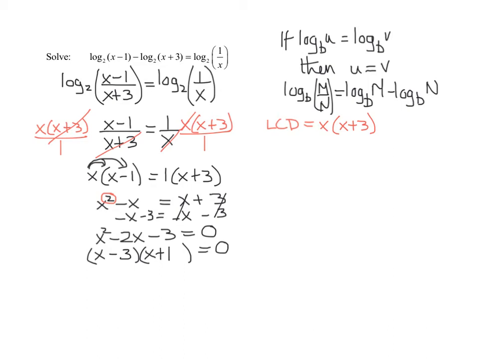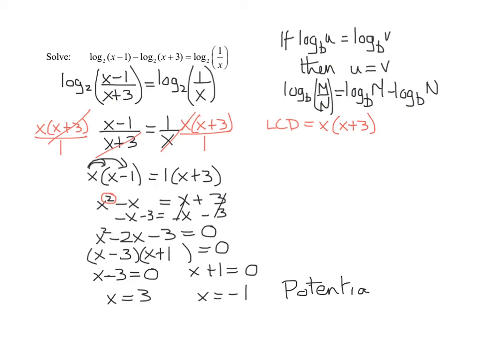So now two factors multiplied together equal 0. Set each of them equal to 0, and solve each of those equations. So I'm going to get x equals 3 and x equals -1. However, we are not done yet. These are only potential solutions. We have to check them in the original equation because they might be extraneous. So let's go to the next slide.